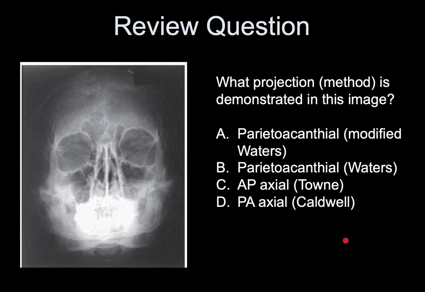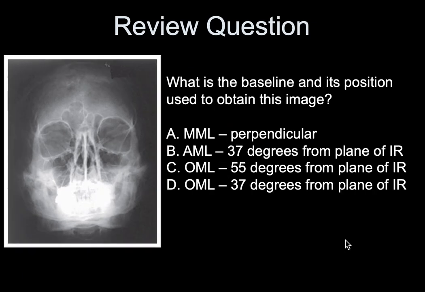Which projection method is demonstrated in this image? Parietoacanthial modified Waters, parietoacanthial Waters, AP axial Towne, or PA axial Caldwell? It is the modified Waters. What is the baseline and its position used to obtain the image? MML, AML, OML? Which one do we have? The OML, 55 degrees from the plane of the IR.